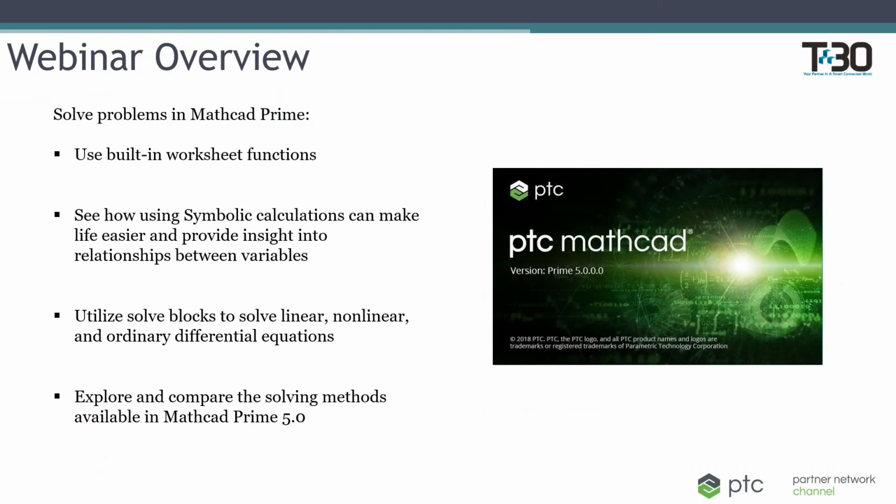Thanks for waiting. So today we're going to be talking about how to solve problems in Mathcad Prime. There's a few ways to do this. There's built-in worksheet functions, which are very useful. We also have symbolic calculations, which are great as they can provide insight into relationships between variables. Another thing that I really like is solve blocks. You can solve systems of linear, nonlinear equations, even systems of ordinary differential equations. And with all these processes and functions available, we're going to explore and compare them and see just a little taste of the problem-solving capabilities within PTC's Mathcad.